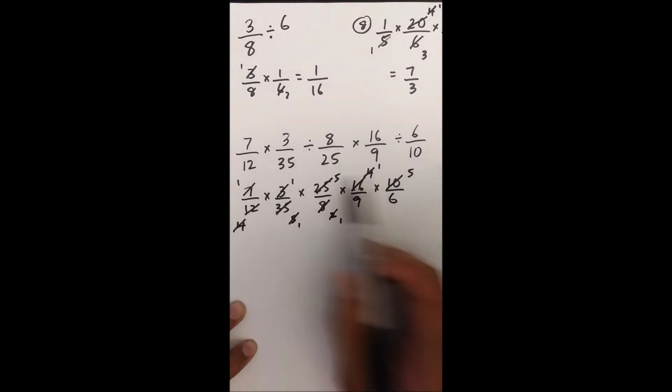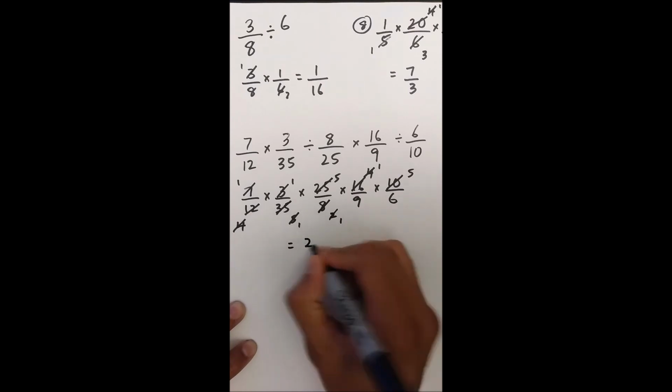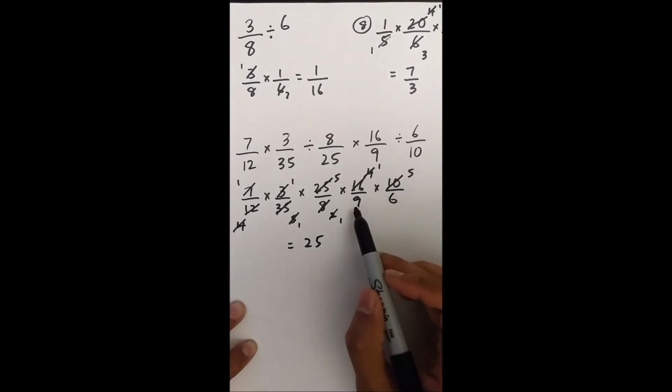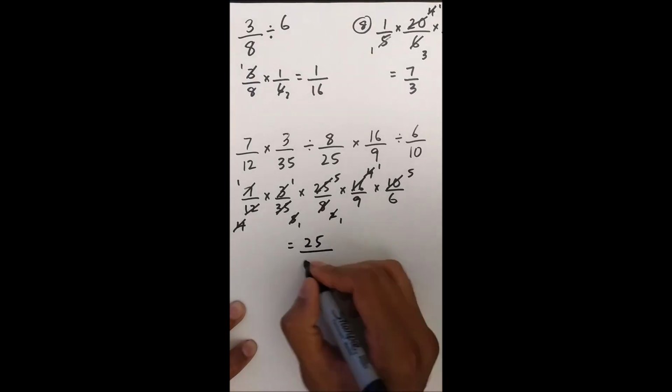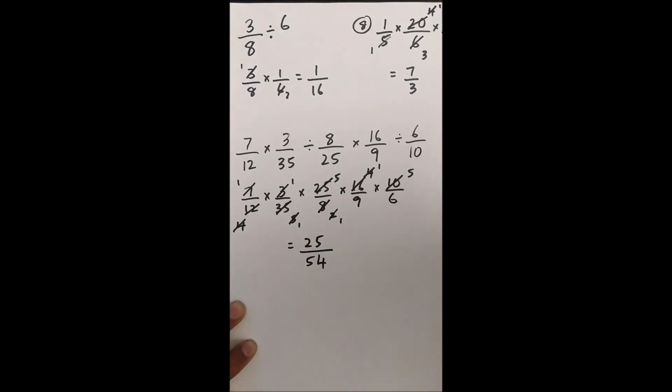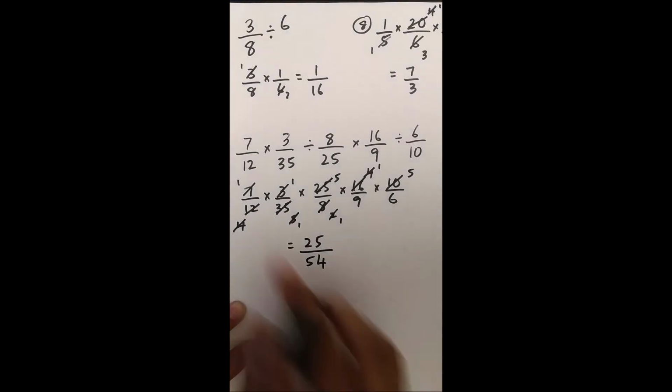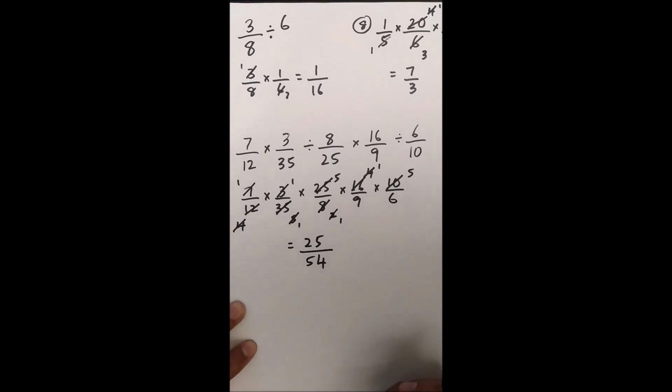So on the top I have 5 times 5, which is 25. On the bottom I have 9 times 6, 54. Again, you could put this entire thing in your calculator and get your solution, which again I'd recommend doing for larger problems.